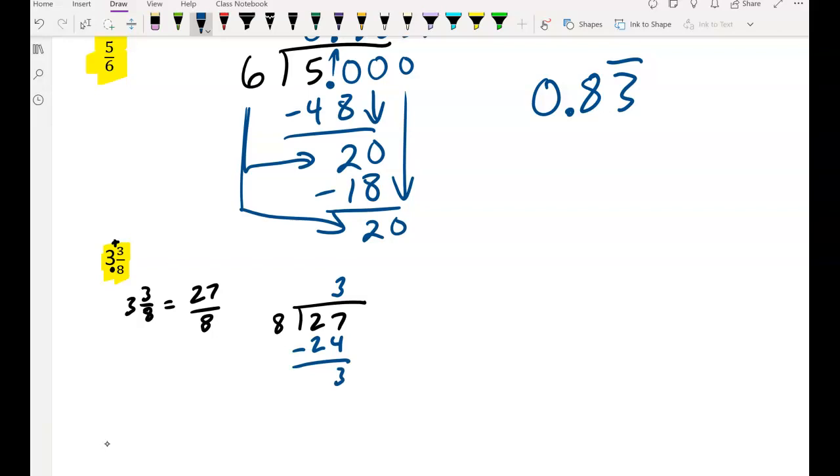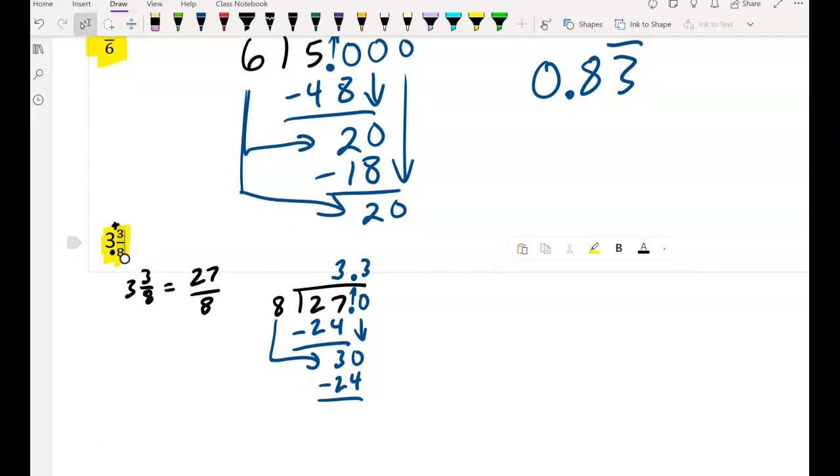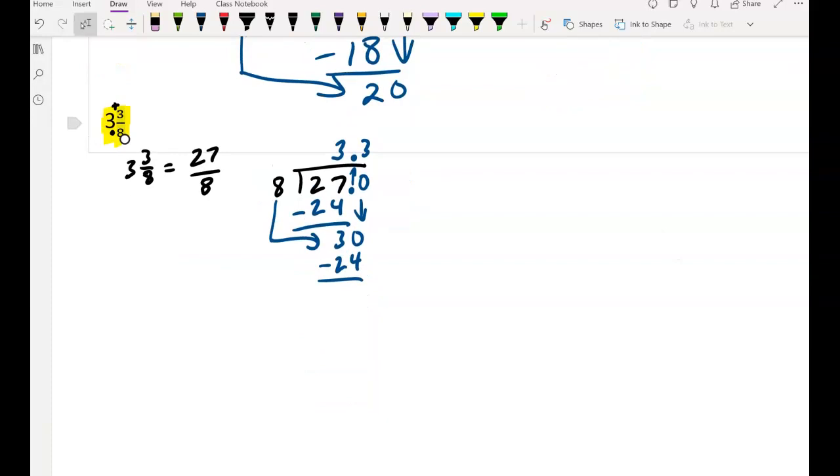Now I have a remainder. If I have a remainder, I have to keep going, but I have to add my decimal here and a 0. I'm going to bring my decimal straight up to here. And now I'm going to bring that 0 down. And then divide again. 8 goes into 30 3 times. 8 multiplied by 3 is 24. It looks like it's repeating, but it's not going to. You got to keep going after the decimal here. So 8 goes into, let's see, 30 minus 24 is 6.